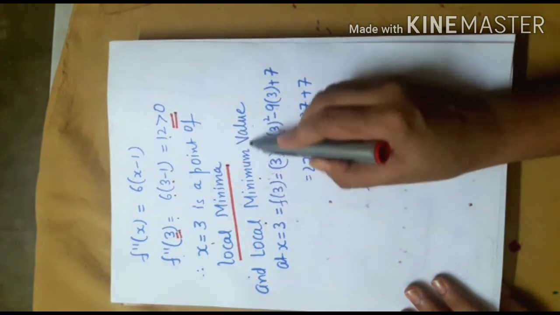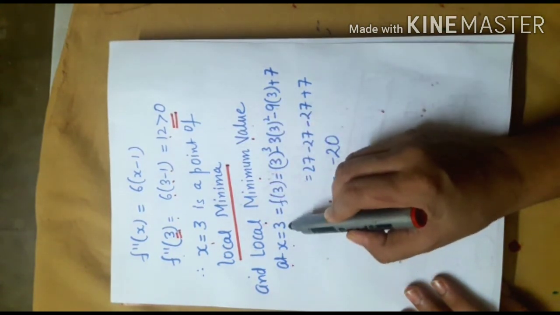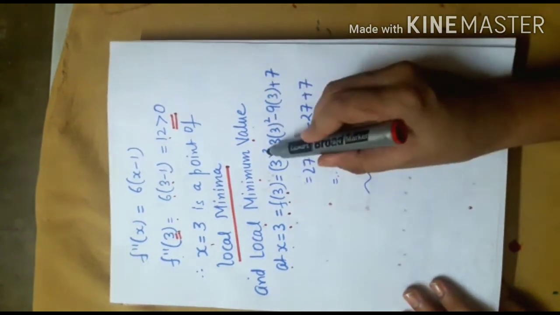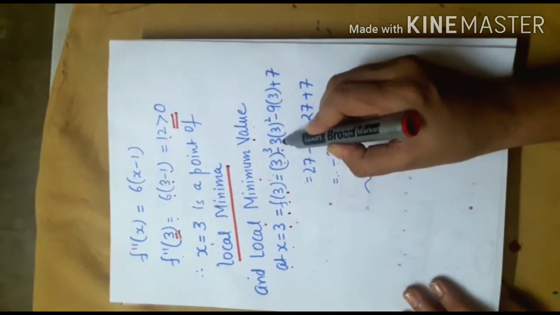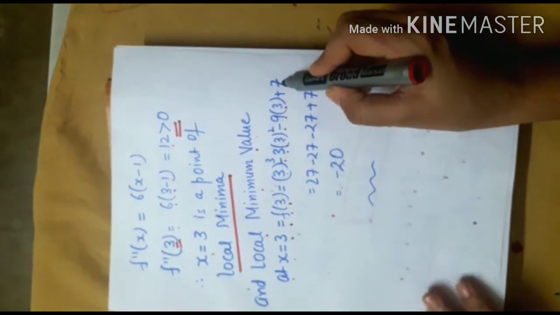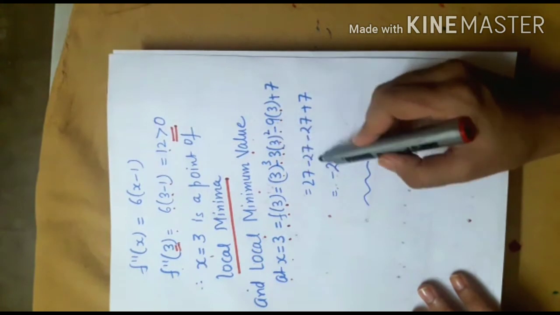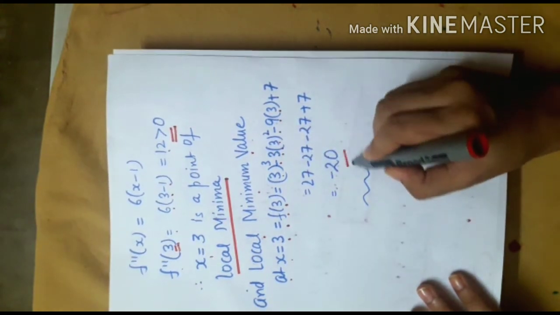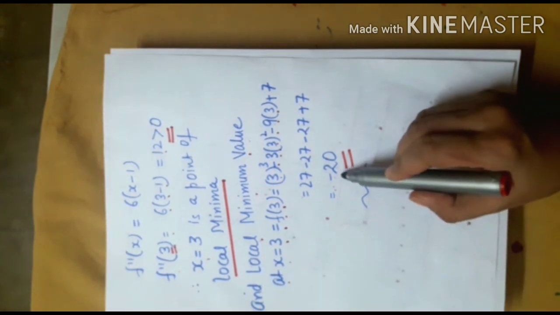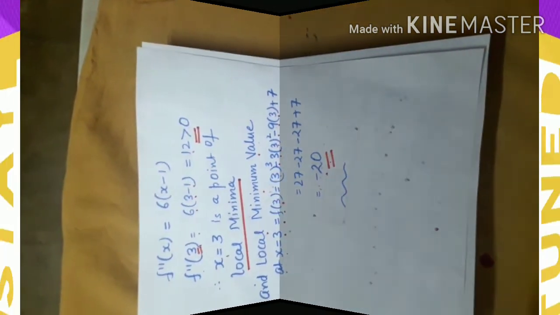And the local minimum value at x equal to 3 will be equal to f(3), which is cube of 3 minus 3 into 3 squared minus 9 into 3 plus 7. So on simplification, you will get minus 20. So 3 is the point of local minima, and the local minimum value at this point is minus 20.